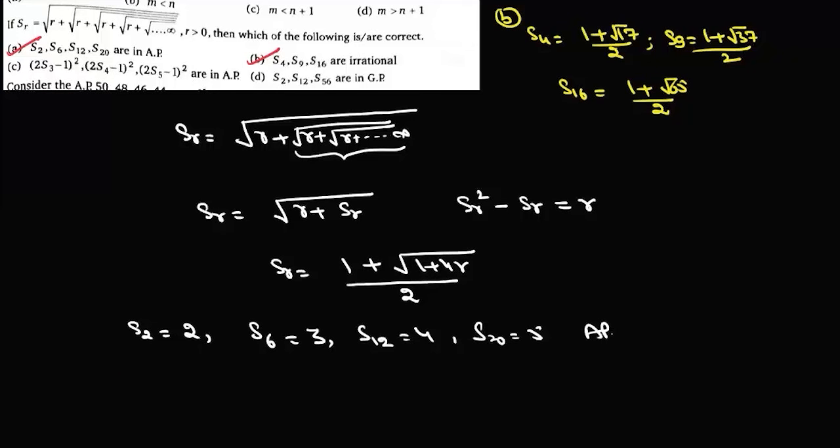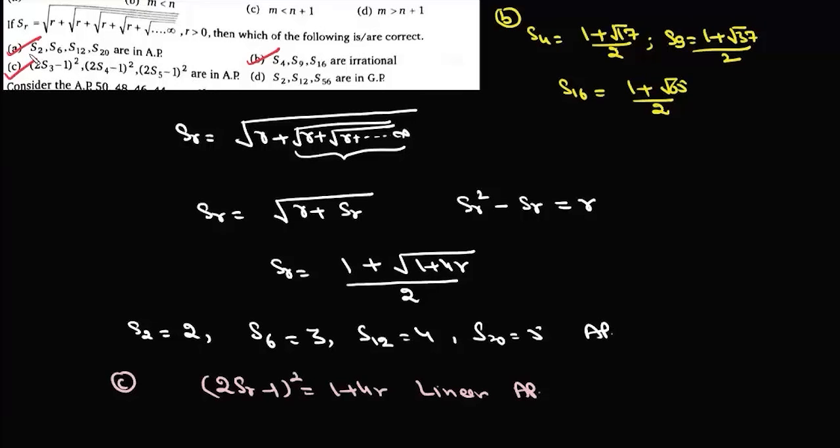For option C, if we look at (2SR minus 1) whole square, it is 1 plus 4R, which is a linear term. That means this series (2SR minus 1) whole square is an AP. That means these three terms, S3, S4 and S5, are terms of an AP. So option C is also correct.